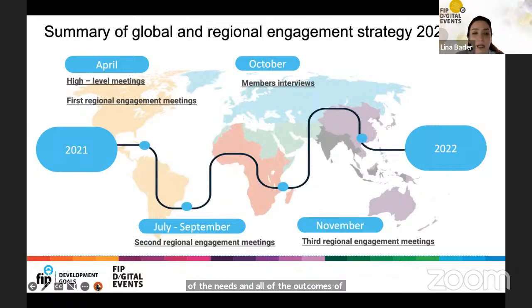We continue in 2022 and into the future our regional engagement meetings and strategies, because we recognize that priorities change over time and we have to be adaptive to that and continue to support our members on a regular basis.